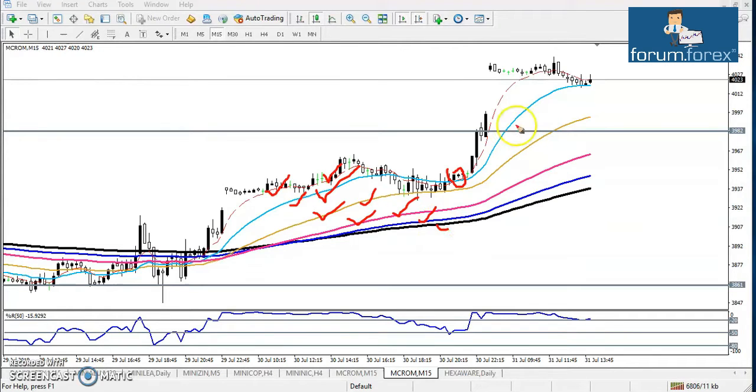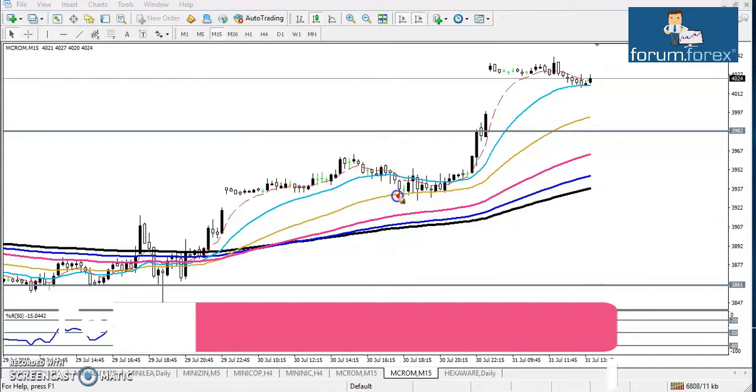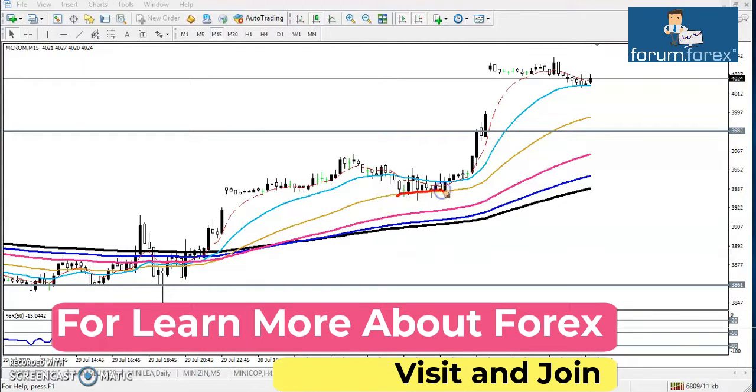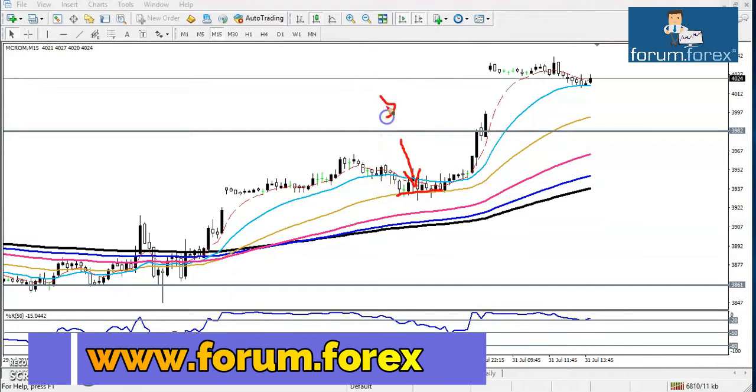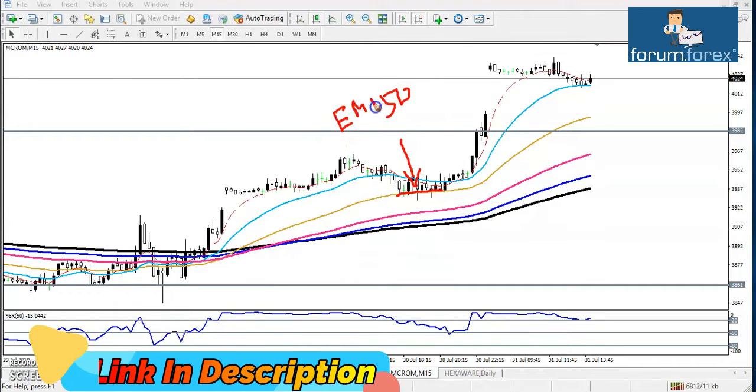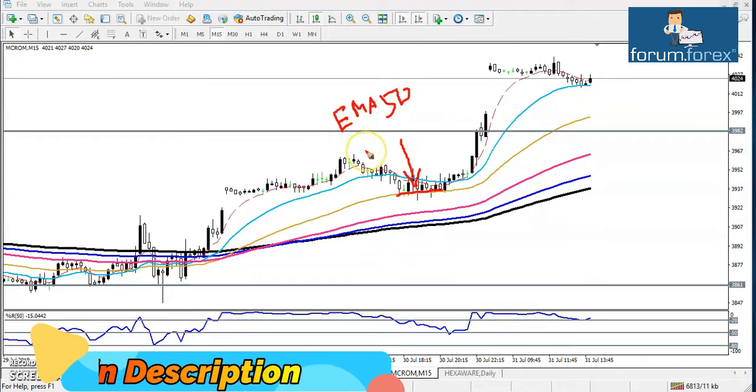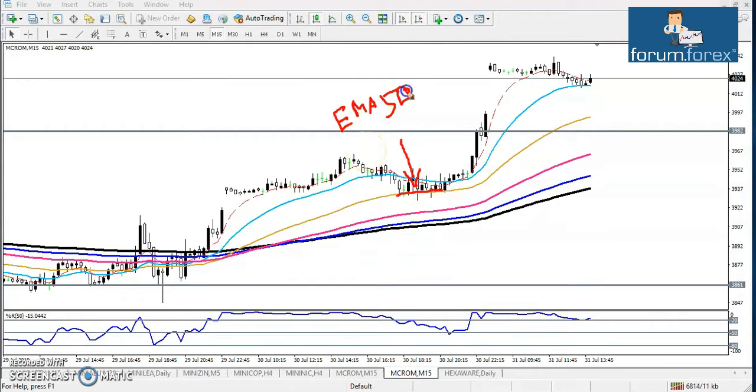In ascending order, right? Now if you see here, in the previous market behavior, the price was bouncing off the moving average 50. This yellow line, you can see, is the exponential 50 EMA, right? EMA 50. This is called the exponential moving average, period 50.